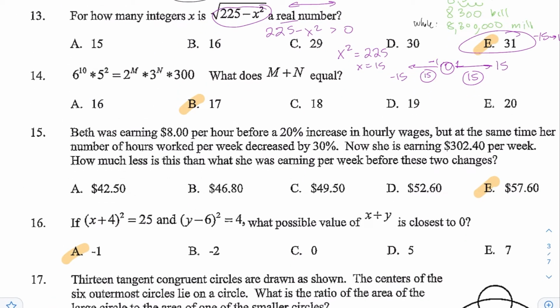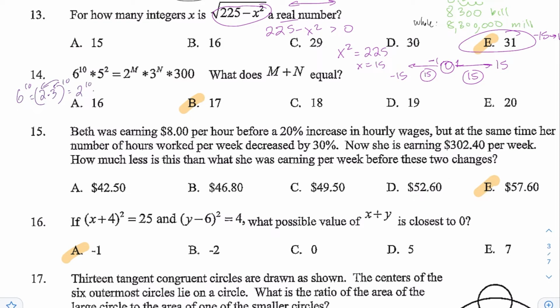Next, for number 14, 6 raised to the 10th power times 5 squared is equal to 2 raised to the m times 3 raised to the n times 300. Now, what does m plus n equal? So here you know that 6 to the 10th, the 6 is really 2 times 3. To raise that to the 10th, you distribute the 10. This is one of the laws of exponents. You get 2 to the 10th times 3 to the 10th. And you have 5 squared.